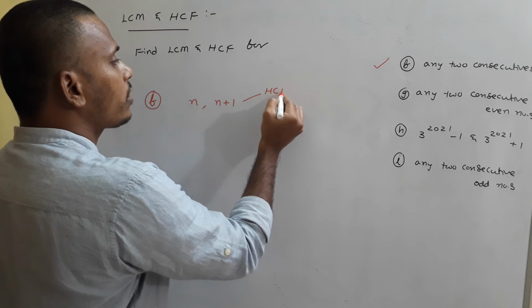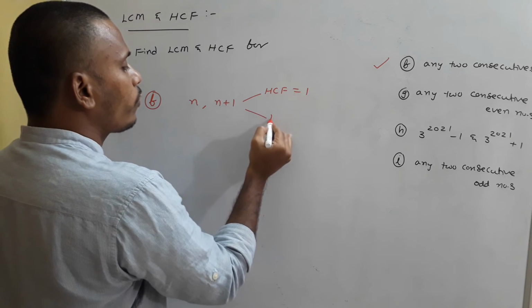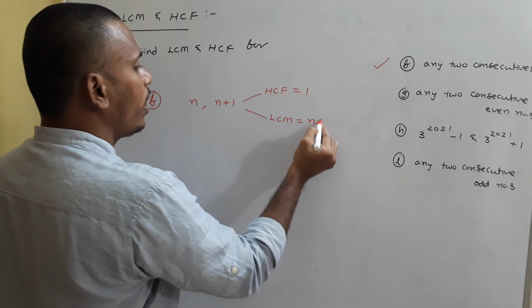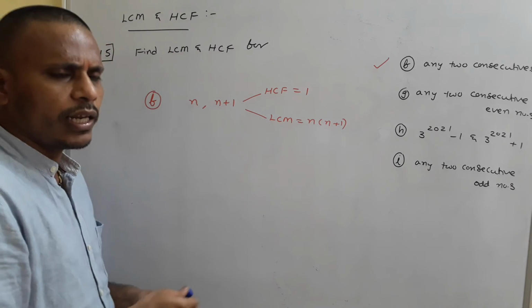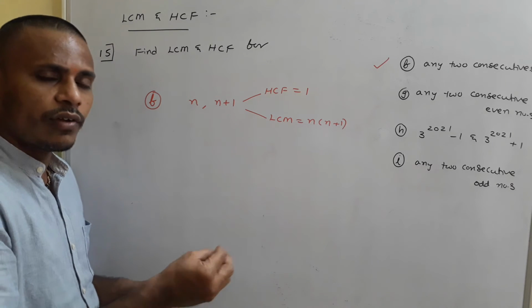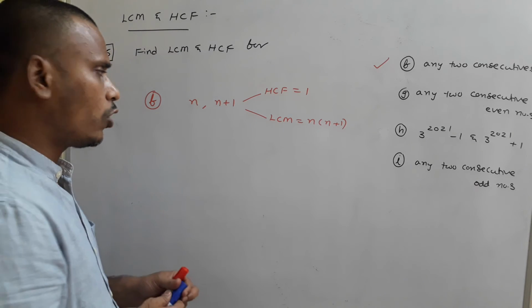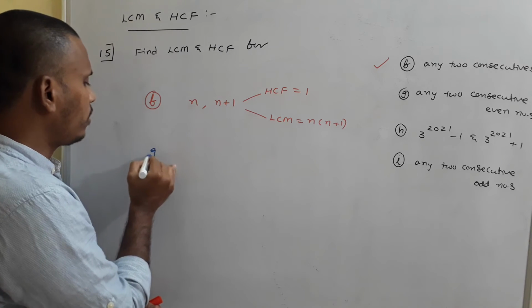If you calculate, HCF is equal to 1, and LCM is simply n into n plus 1. If you wish, just check by taking any two consecutive numbers like 7, 8 or like 13, 14, like that. Okay.